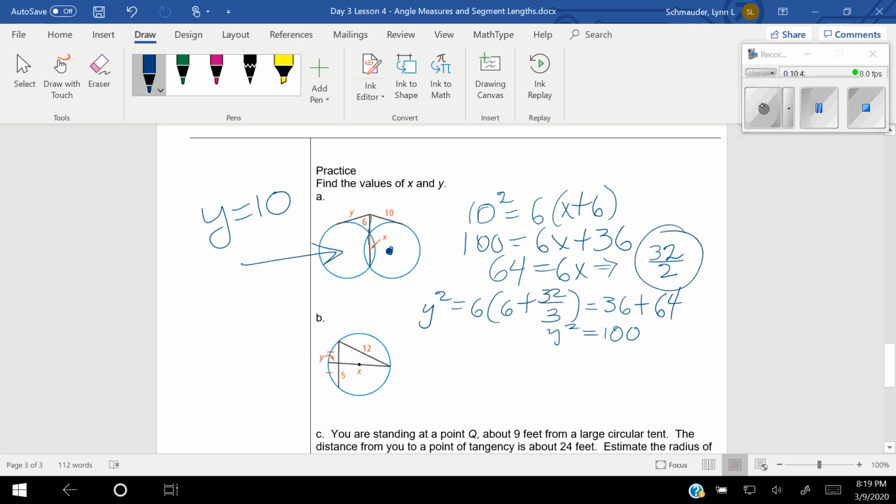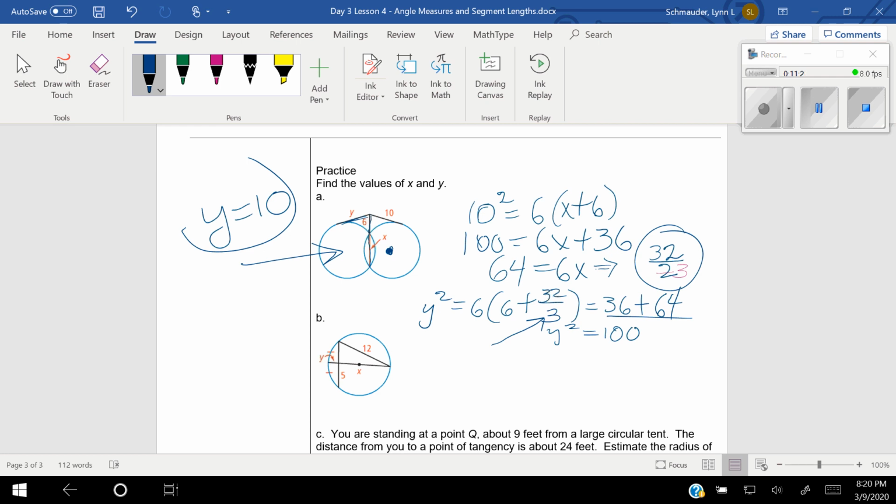Hey, guess what? I missed that. It should be 32 thirds. You knew that though, right? 32 thirds. Okay, so when I come down here and put in the right number, outside times the whole is y squared, and the outside times the whole in the other one is 6 times 6 plus 32 thirds. And when I do the distributive property there, I get y squared is 100, therefore y equals 10. Okay, now let's look at B.